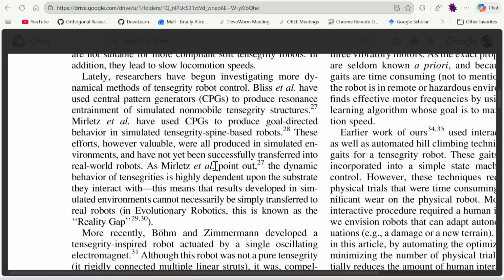So that relates to the things we were talking about with dynamical modes in tensegrity structures more generally. Researchers have begun investigating this. Bliss et al. have used central pattern generators, or CPGs, to produce resonant entrainment of simulated non-mobile tensegrity structures. CPGs are like oscillators that are produced.